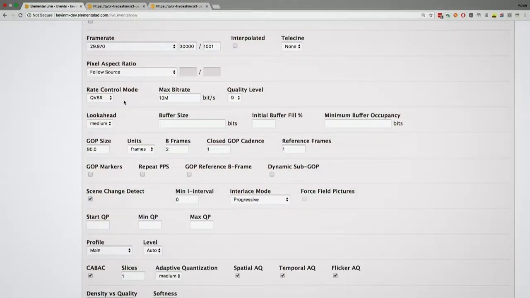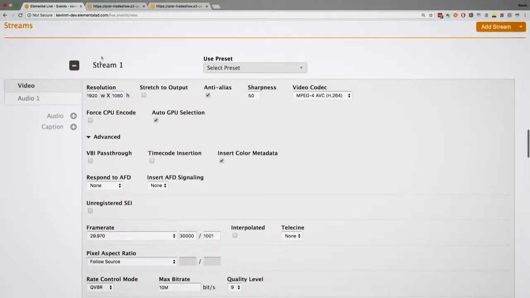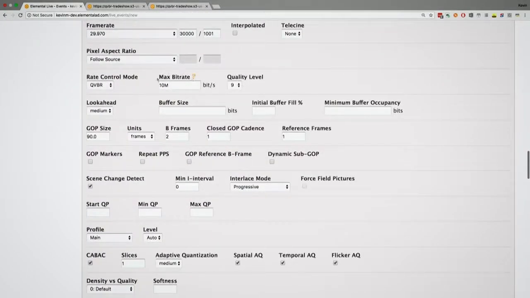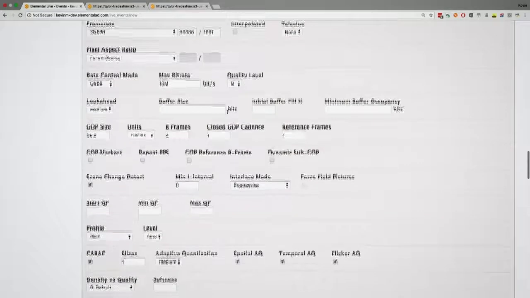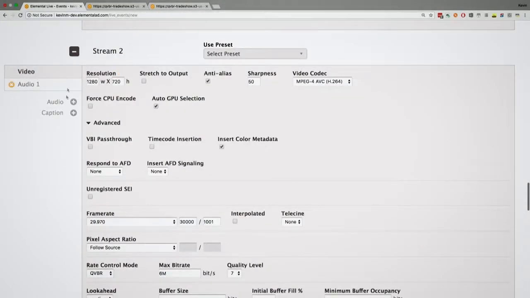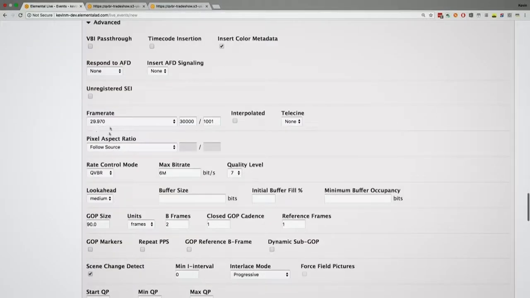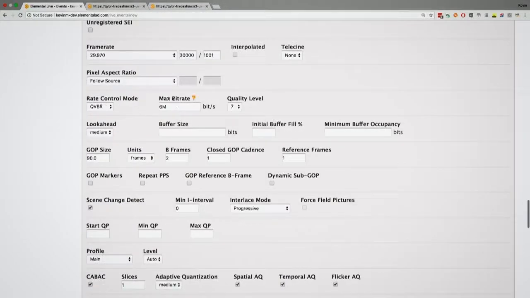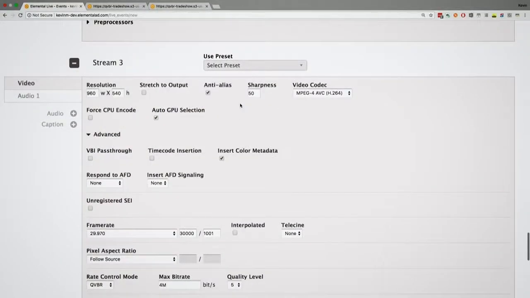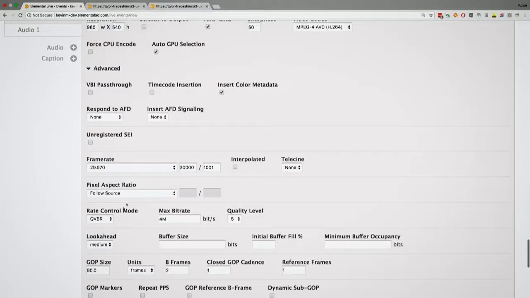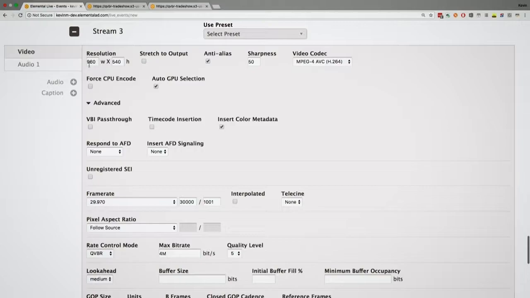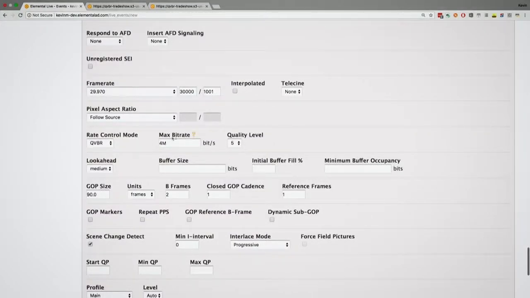So as you can see on the first encode in my ladder here, stream number 1, I've set these values for 10 megabits with a quality level of 9. In stream 2, I've dropped down to 720p. I'm still running at 30 frames per second. I've dropped maximum bitrate down to 6, and I've lowered quality level to 7. In stream 3, same rate control mode, I've now dropped the resolution once again, so now we're doing only 540 lines tall. That maximum bitrate is set to 4, and that quality level is set to 5.